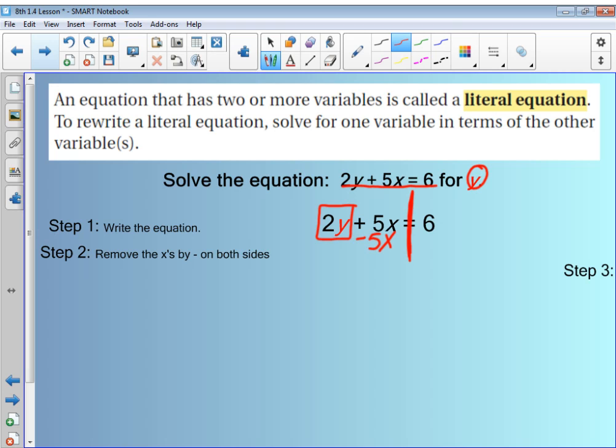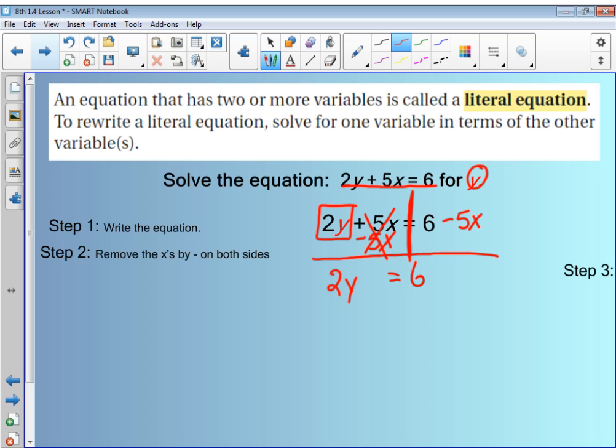Okay, whatever we do to one side, we do to the other. And we're taking that x with it. That's why we're doing the opposite of the plus or minus. Now I'm going to rewrite my equation so that you can see what is simplified. So we have 2y. This is canceled out, I just forgot to cross it out.